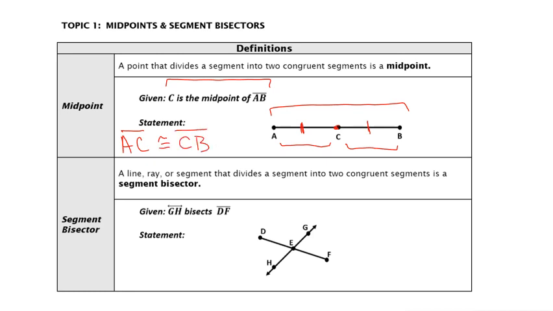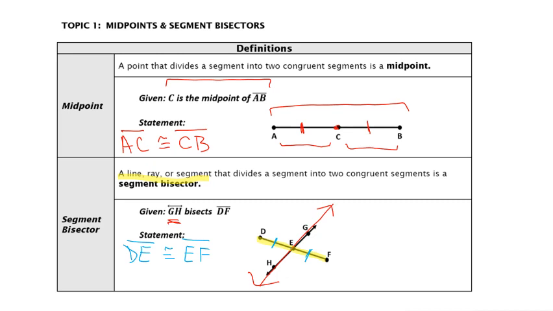A segment bisector is very similar. It's actually a line, a ray, or a segment that divides the segment into two congruent segments. So essentially it passes through the midpoint. So in this case we have GH, which is this line, is bisecting segment DF. So this is DF right here. So I'm going to go ahead and mark that these are the same. And so we have here that DE is congruent to EF. So these two segments are going to be the same length, and actually E would be the midpoint based on the previous definition.